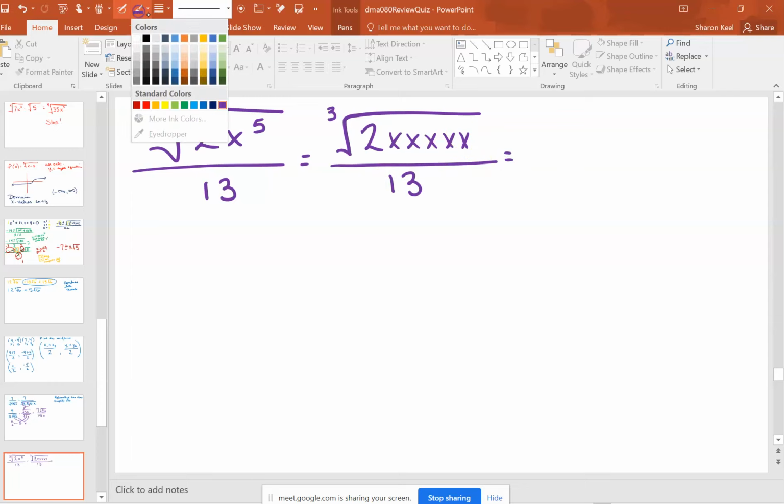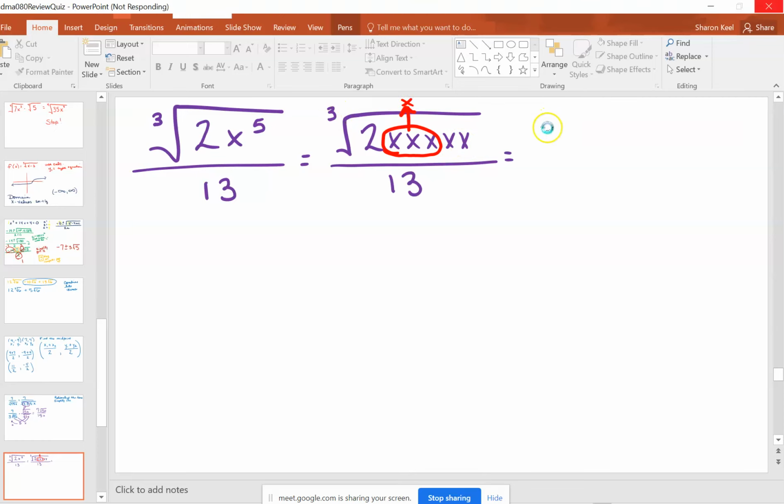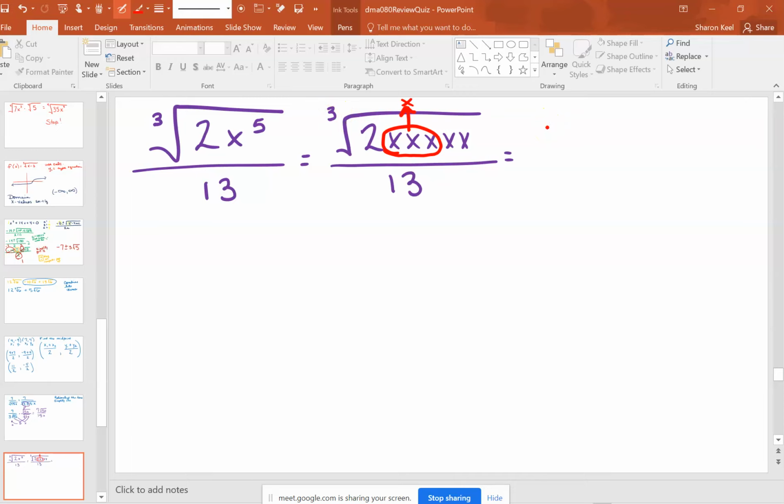So, I have a group of 3 x's, so that means I have an x that can come out. But there's still 2 left. Those 2 are not enough to come out from the radical. So for me to simplify this, I have an x that comes out, and then I have the cubed root of 2, and I still have 2 x's, and the denominator is my 13.